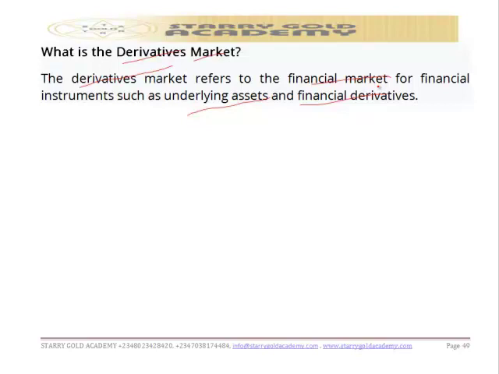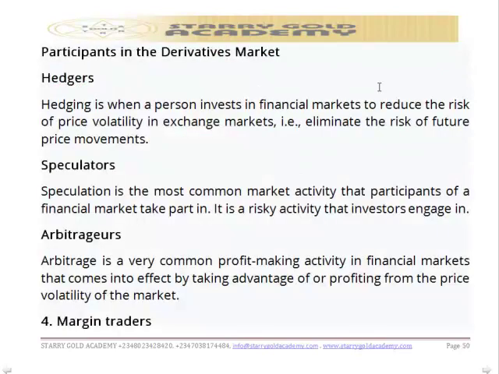Before we go further, the derivative market refers to the financial market, as I said earlier, for financial instruments such as underlying assets and derivatives. And there are certain participants that we have in this market. Participants in the derivative market can be categorized into four. The first one is that we have hedger.